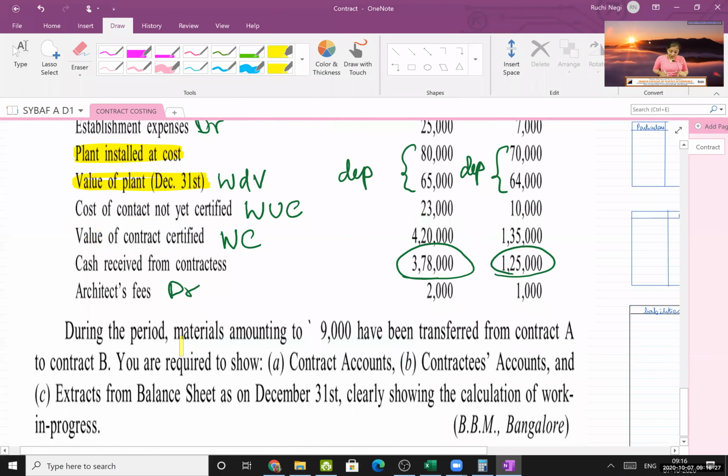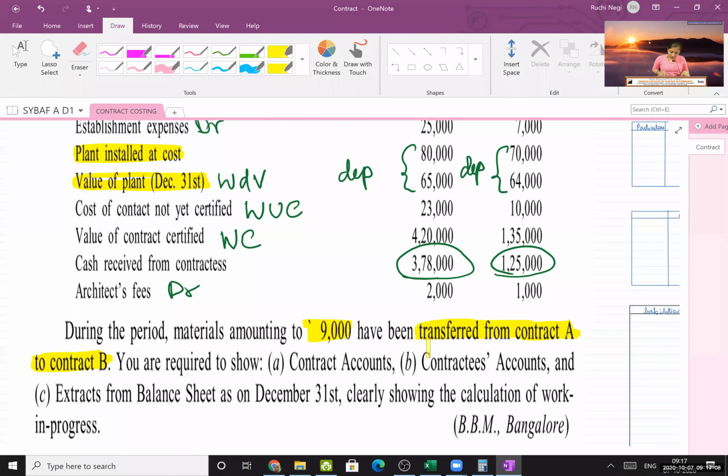highlight, during the period, material amounting to rupees 9,000 has been transferred from contract A to contract B. So there is a transfer of raw materials from contract A to contract B. So who is the receiver of goods? B is the receiver of goods. So for him it is incoming of goods, so he will add. For A, he is sending the goods, so for him it is outgoing. So contract A will subtract and contract B will add.